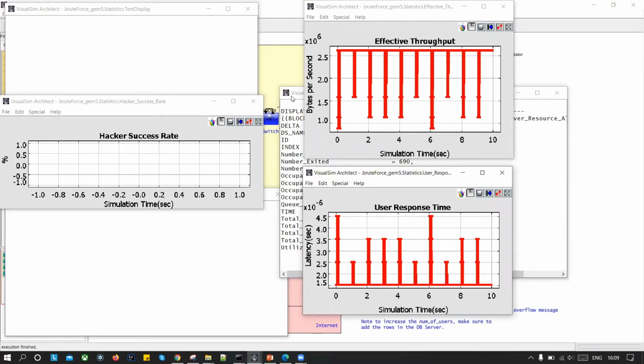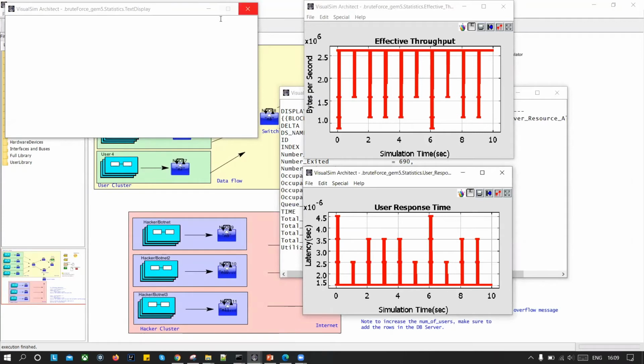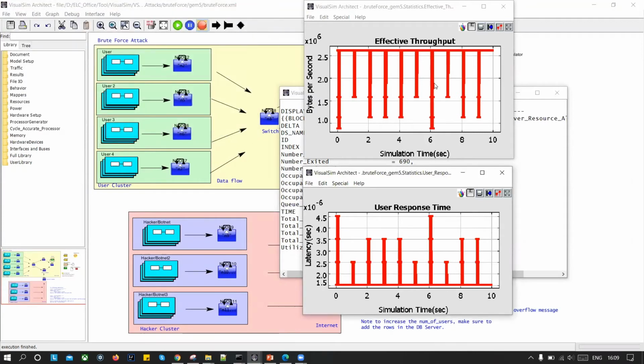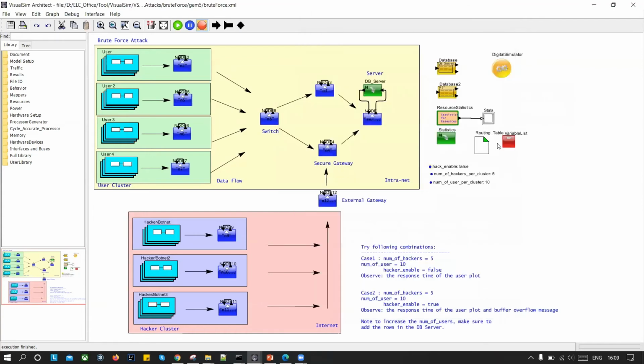So these are a few stats that were generated when running the model in the normal mode of operation. Since there was no hacker activity, we won't get any stats here. And we are trying to see the throughput and the response time, which is the delay between each request from the users. And we can see that the highest delay recorded was around 4.5 microseconds. And this is when we run the simulation in the normal mode. Let's run this in the attack mode by enabling the hack enable parameter.